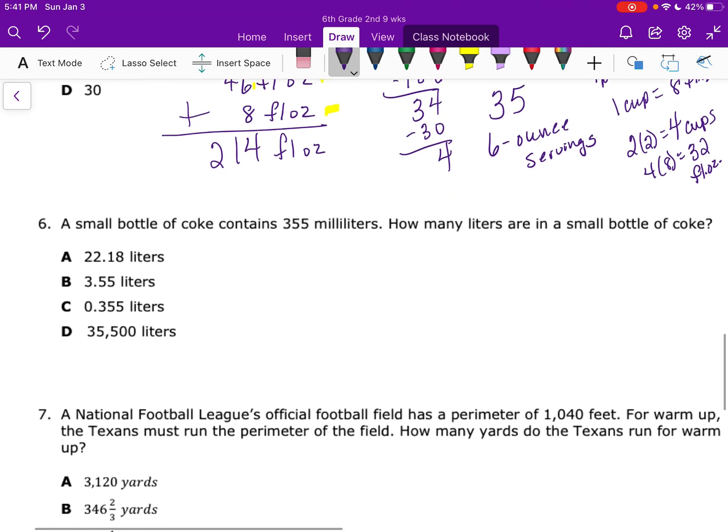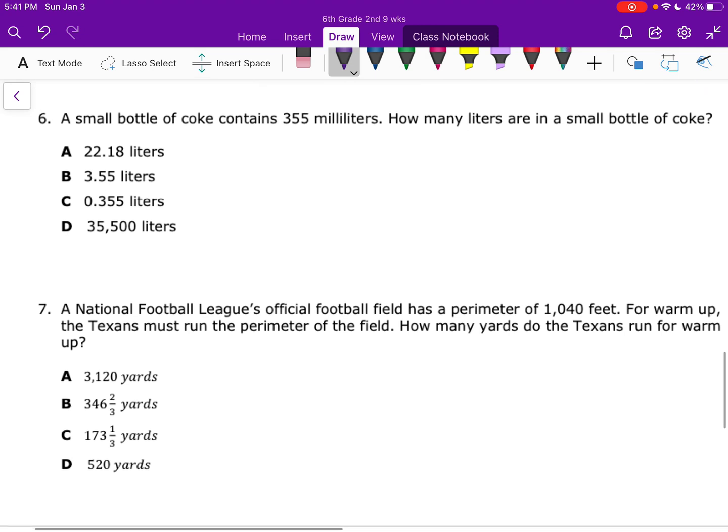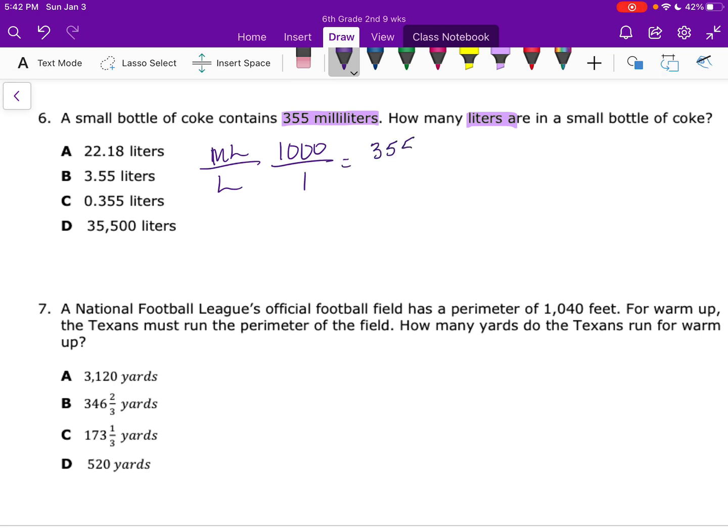All right, so now I want you to pause the video and try number 6 by yourself. You have your chart, so you can look at your chart. All right, so we're doing milliliters to liters. Milliliters at the top, liters at the bottom. 1,000 milliliters in 1 liter. It's 355 milliliters to I don't know how many liters.